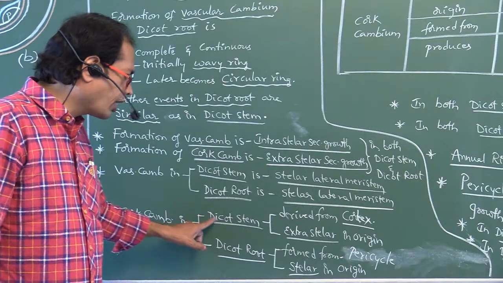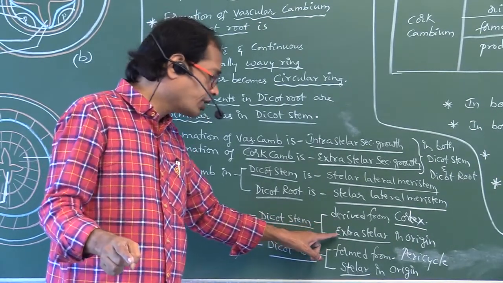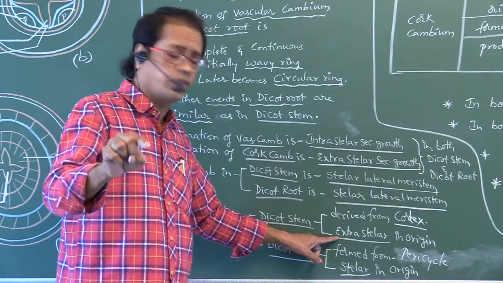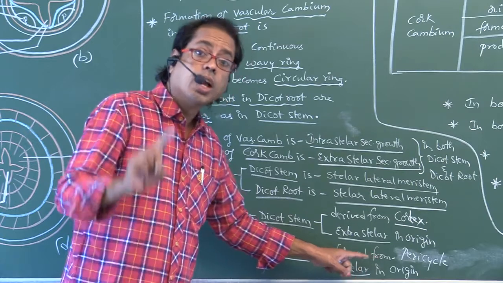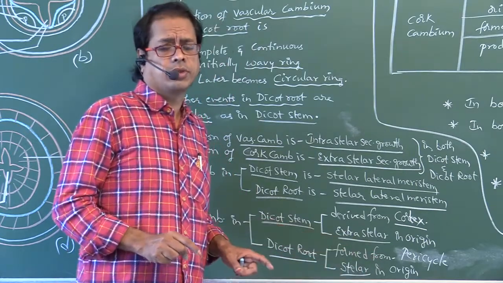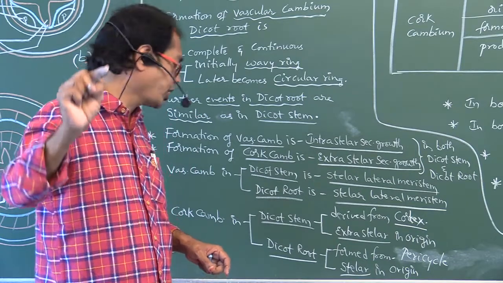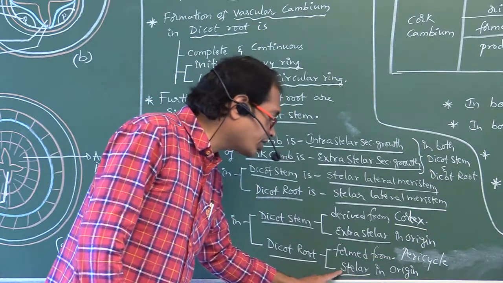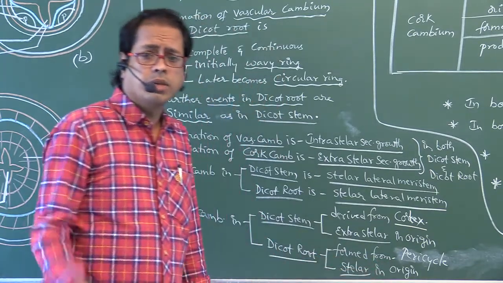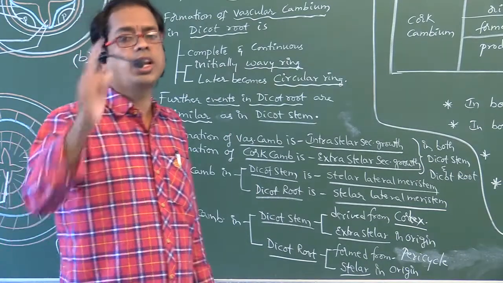Cork cambium in dicot stem is derived from cortex. That's why it is called extrastellar in origin. Cork cambium in dicot root is formed from pericycle. Vascular cambium means a part of pericycle and a part of conjunctive tissue. So that's why it is stellar in origin. Pericycle is a part of stele.